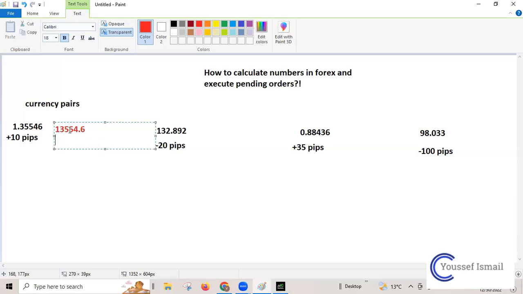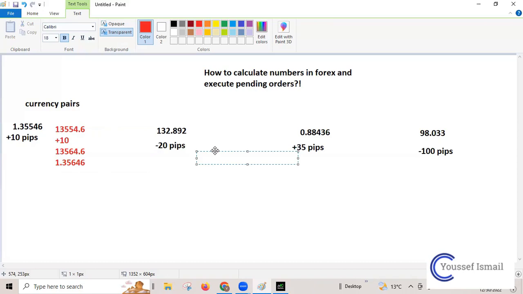13554.6, and then we're going to start to add the 10 pips in that case. So we can use our calculator to add 10 pips to this number, and the result will be 13564.6. Then we're going to convert the number back to its original form by moving back the decimal point to its original place, like so. 1.35646. So this will be the result in that case.